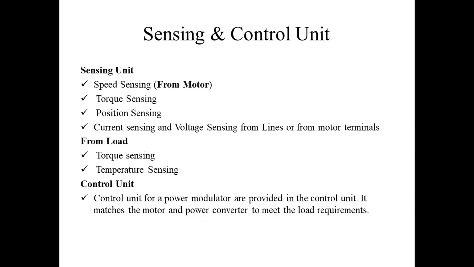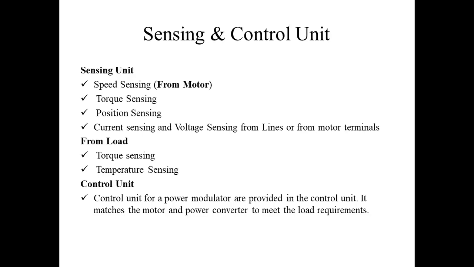The control unit is what we use to control the power modulator. Based on controlling the power modulator only, we are going to drive the motor. That is nothing but an electrical drive. A system employed for motion control is nothing but an electrical drive. So we are controlling a motor.